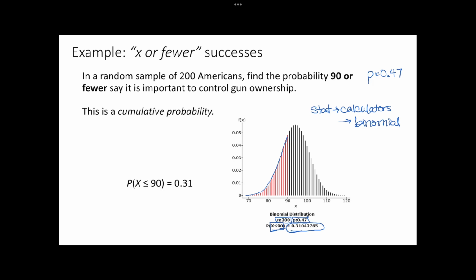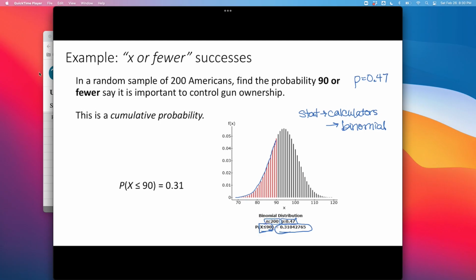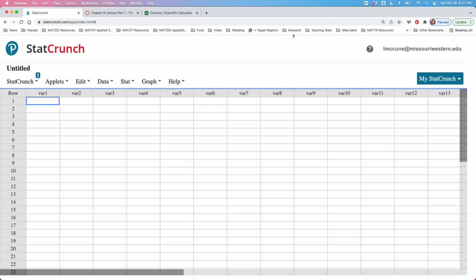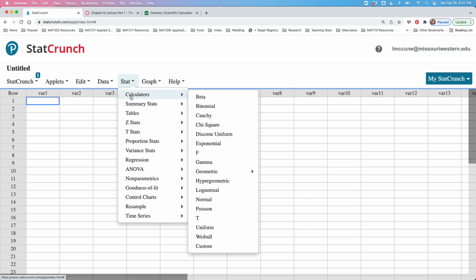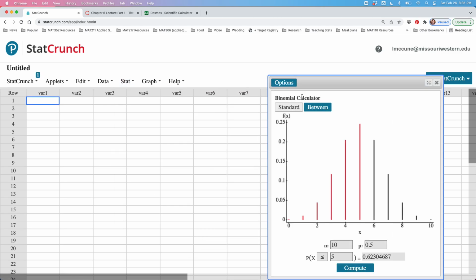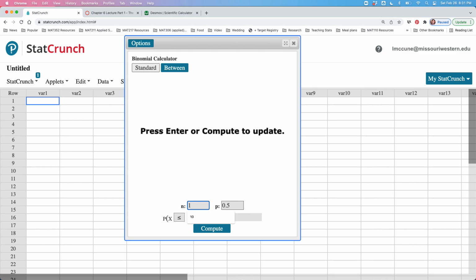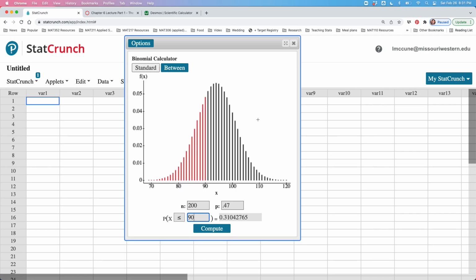In fact, let's see that together here. So I'm going to open StatCrunch over here. Let's start from scratch. So I go to Stat, Calculators, Binomial. I need to tell it the number of trials. So in this case, we had 200. Our probability of success was 0.47. And now we want the probability that X is less than or equal to 90. And again, there it is, 0.31.